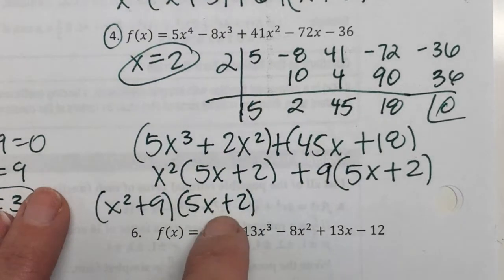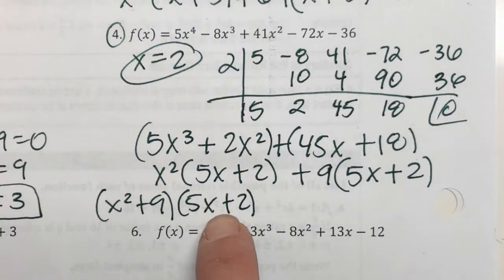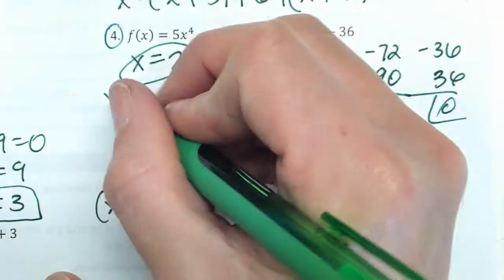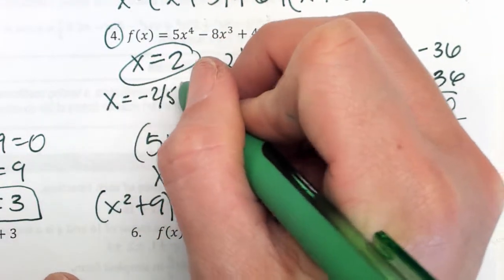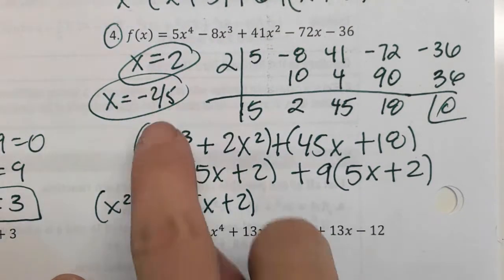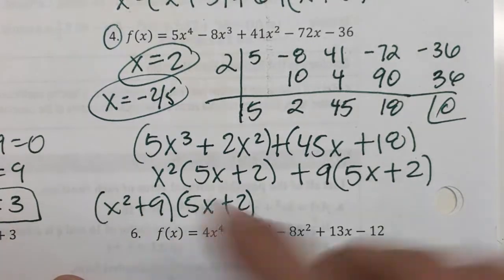Okay, let's focus on this binomial first. If I set this equal to 0, I'll get what? Good. And guess what? That was the fraction that you saw. You remember it was like crossing at a negative less than 1. That's negative 2 over 5. That came from this one.